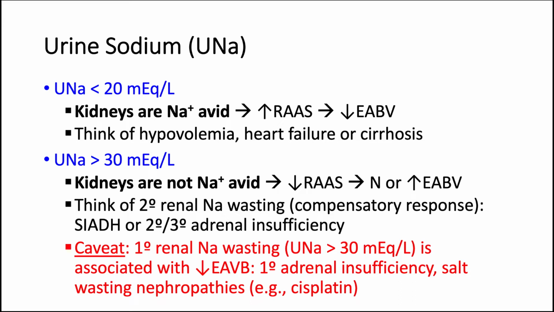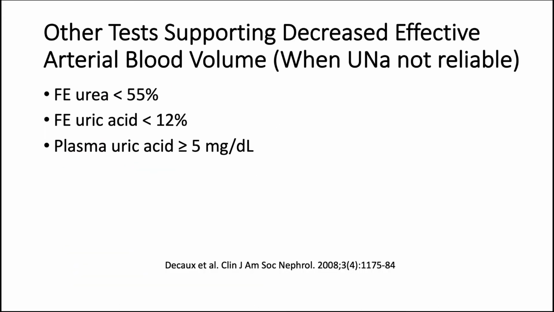So how do I diagnose low effective blood volume if the urine sodium is going to be unreliable in this caveat? What I do is look at other markers of decreased effective blood volume. Those are fractional excretion of urea, fractional excretion of uric acid, and plasma uric acid. When your effective blood volume is decreased, your proximal tubule is going to reabsorb more urea, the same idea as in prerenal azotemia, right? And your FE urea will be low. In this case, the threshold is different, it's less than 55%.